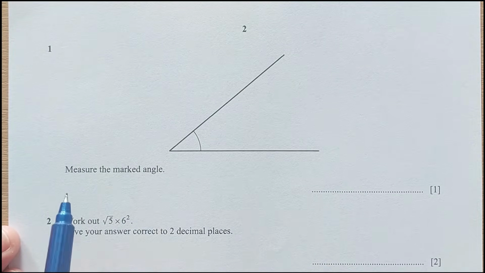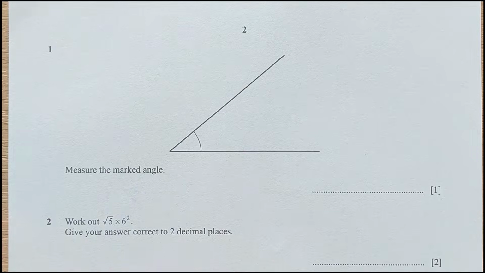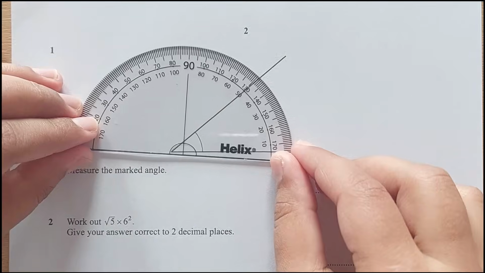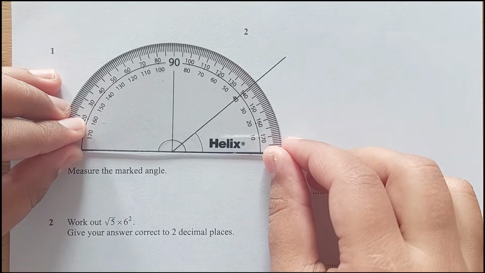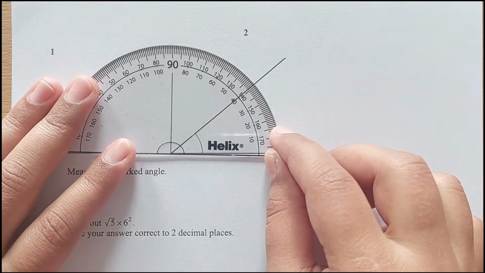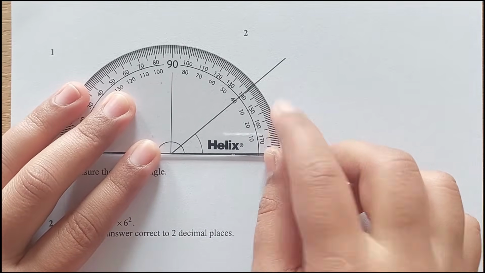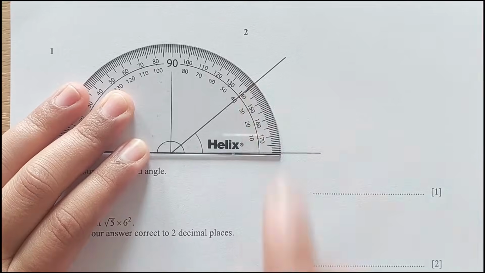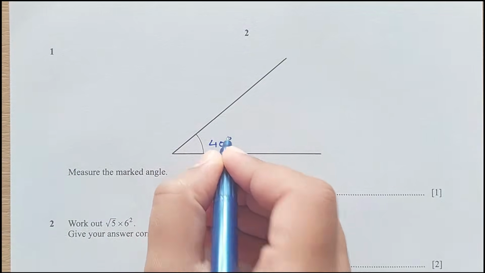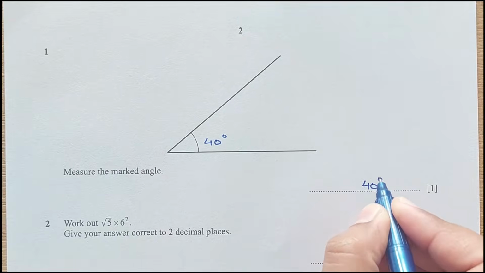Question number 1, measure the marked angle. So let me use a protractor to measure this angle. Yes, this is equal to 40 degrees. So this angle is 40 degrees, the marked angle. This is for number 1.